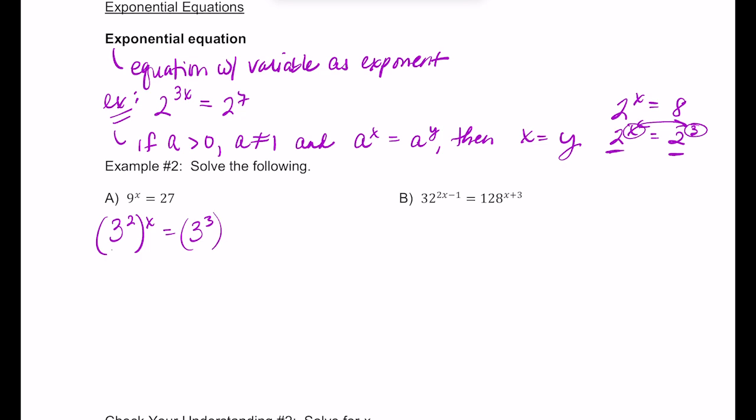Now my bases are the same. They're both 3. So that tells me my exponents have to be the same. So 2x would have to equal 3. And if I solve for x, I get 3 halves.